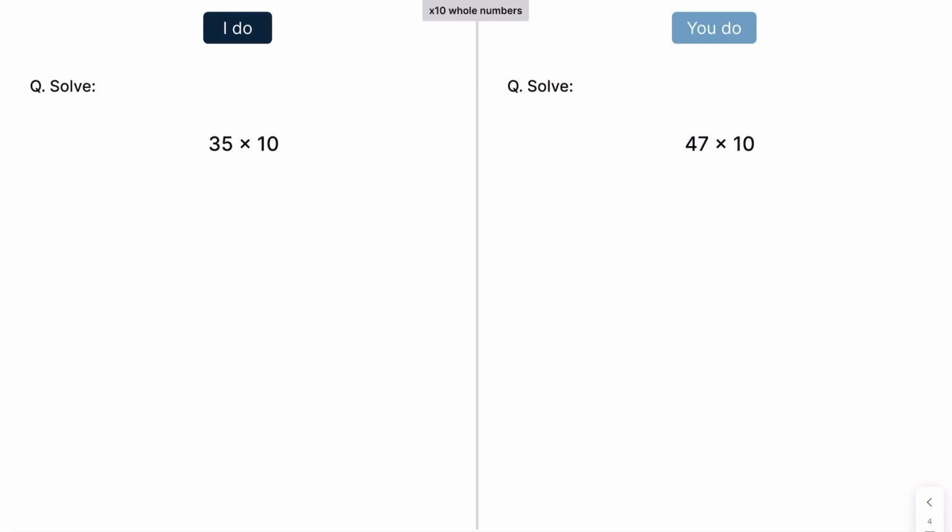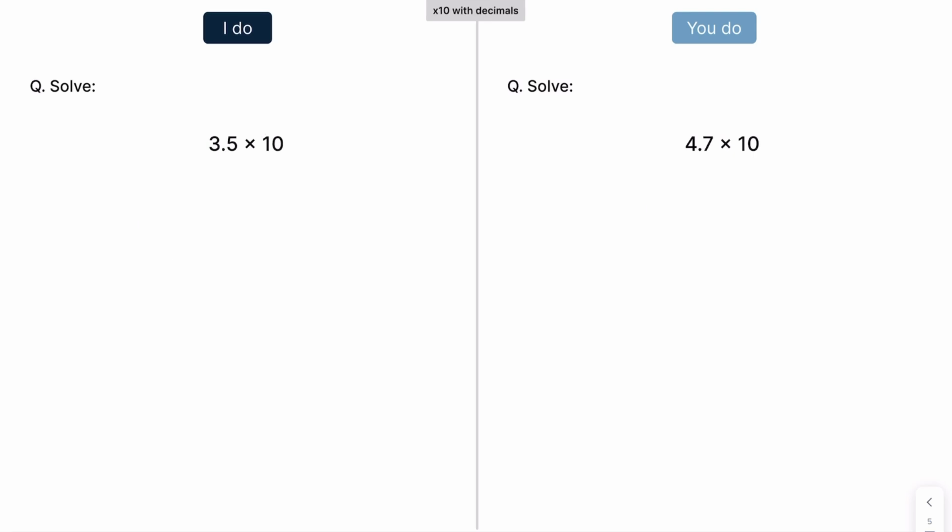Similarly for this one, we have 35. It's the same as writing 35.0 times 10. We're hopping that decimal one to the right. That becomes 350. And with this one, it's 47.0 times 10. We're hopping that decimal one to the right, and that becomes 470. And now the decimal is at the end. We don't need to write that decimal though.